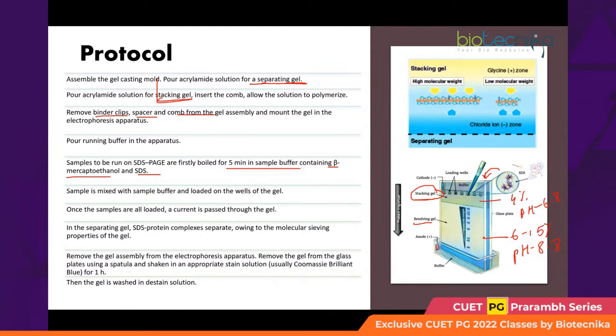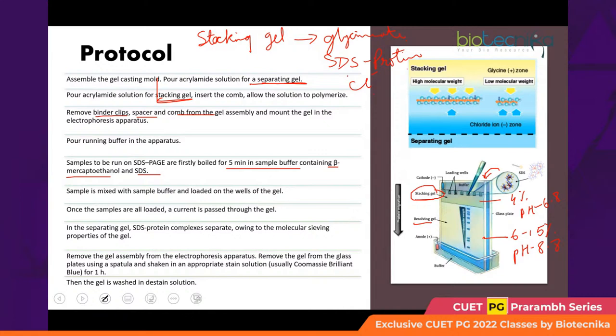It relies on the fact that the negatively charged glycinate ions, which are there in the electrophoretic buffer, have lower mobility than the protein-SDS complex, which has lower mobility than the chloride ions of the loading buffer. So what will be the scenario in the stacking gel? There are three components: glycinate ions, the SDS-protein complex, and the chloride ions. The glycinate ions have the least mobility in the stacking gel. A little bit higher mobility is of the SDS-protein complex, and the most mobility is of the chloride ion because it is the smallest in size.